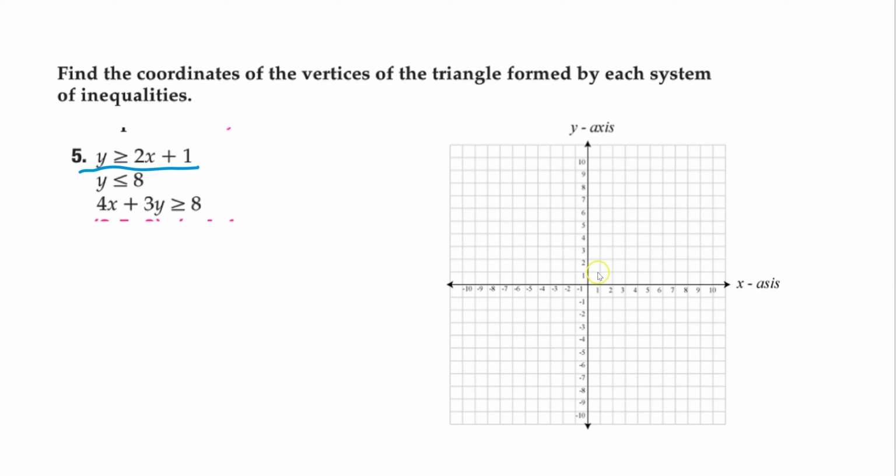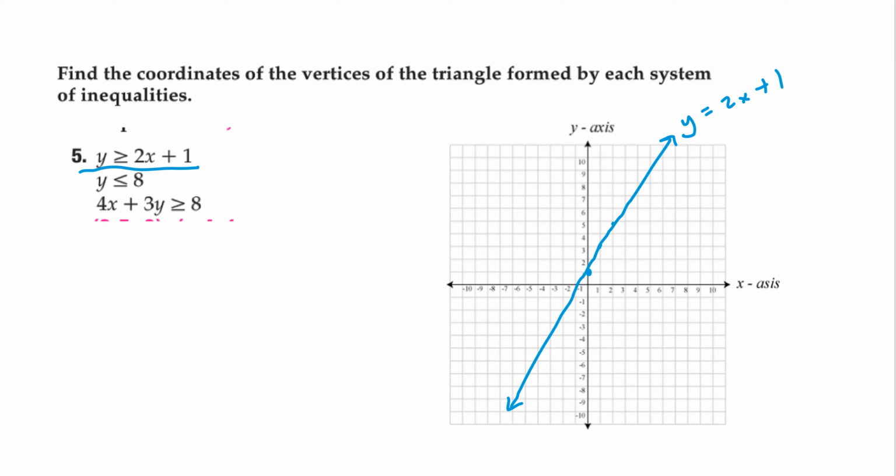So plus 1. Slope of 2, so up 2 over 1. Up 2 over 1. I guess it looks like this. Now, you'll see why I'm going to do this in a bit, but this is y equals 2x plus 1. Again, you'll see why I'm doing that in a second.